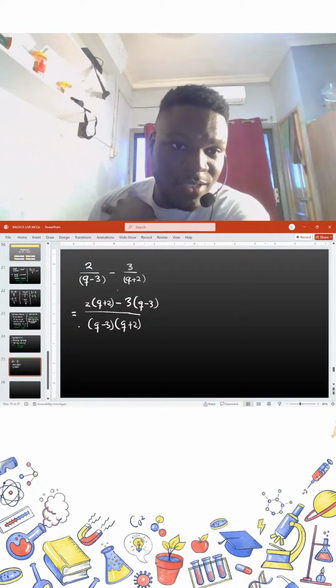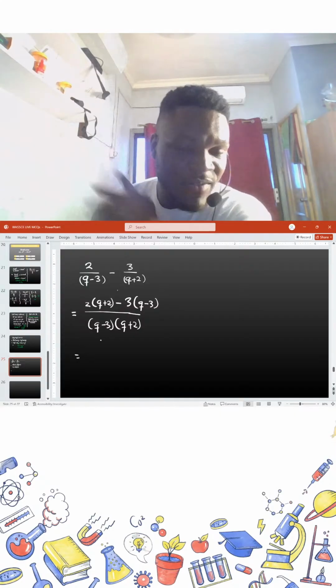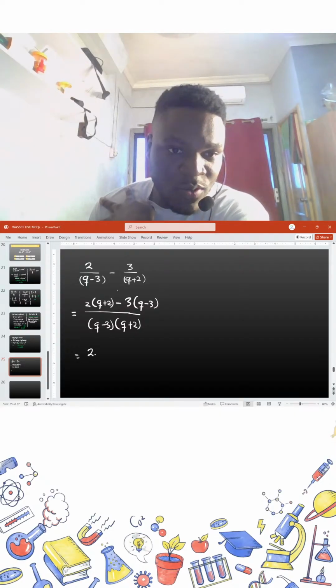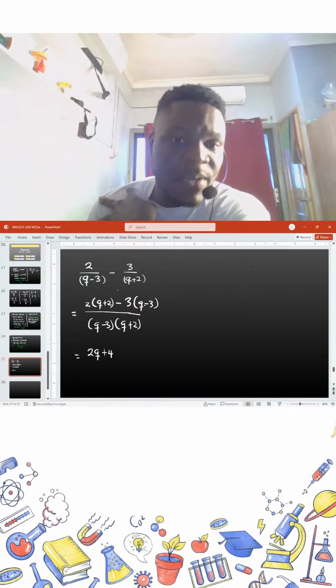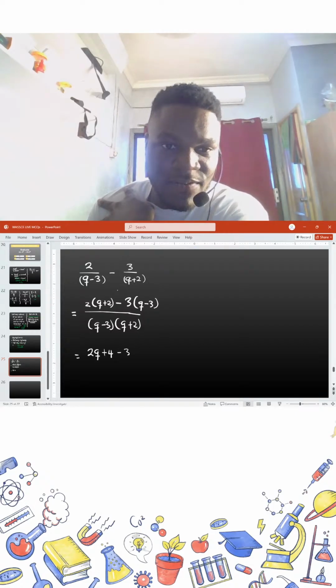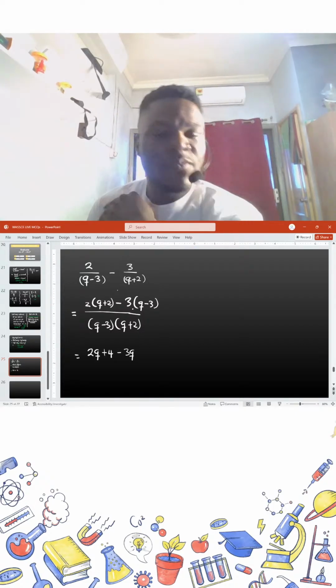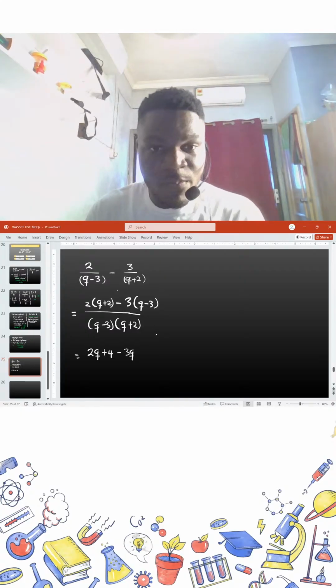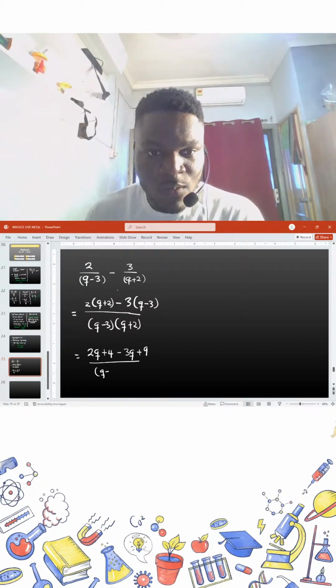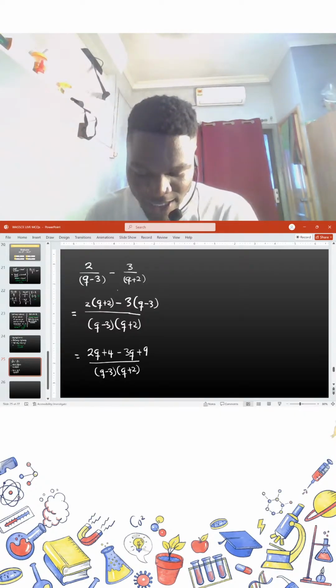So from here, all I need to do is to expand what I have at the top. 2 multiplied by q will give me 2q. 2 multiplied by 2 will give me 4. Then over here, negative 3 multiplied by q will give me negative 3q. Then negative 3 multiplied by negative 3 will give me positive 9, all over. Don't forget your denominator, q minus 3, q plus 2. Okay, so this is now the expression that I have.